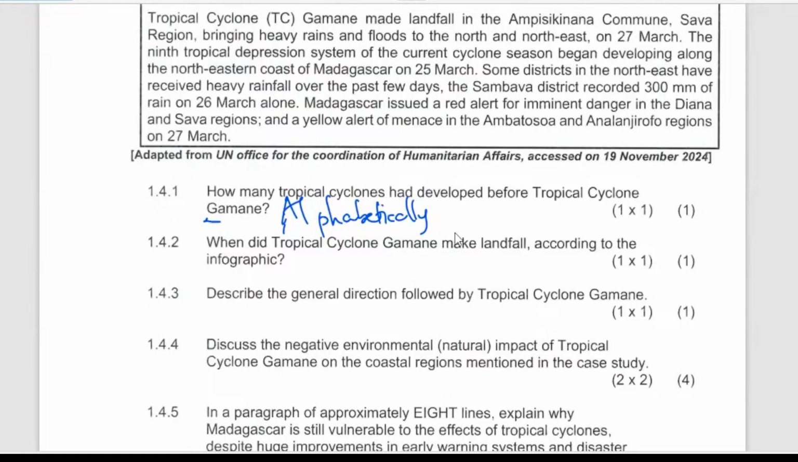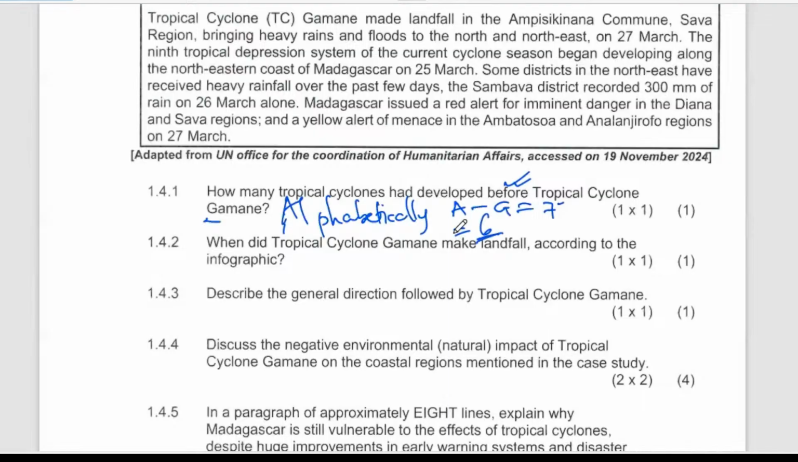So if we check on our alphabet, we are saying for us to get from A to G, how many letters are there? G, as we note here, is the letter of the alphabet on number 7. So from A to G, there are 7. We want the number of tropical cyclones which have occurred before. That's the question. So before, if this is the 7th, it means we have had 6 of them.